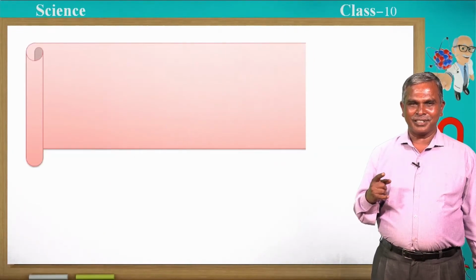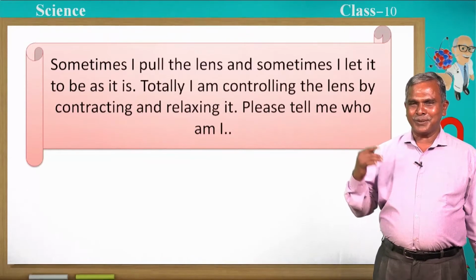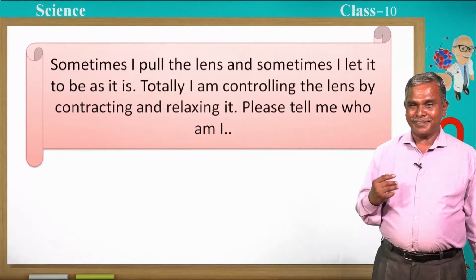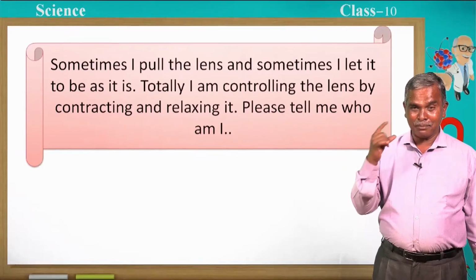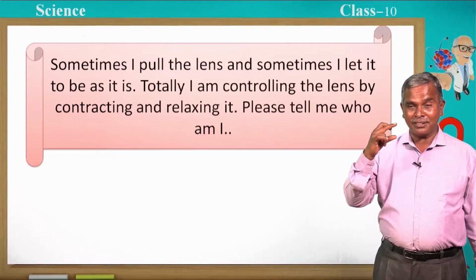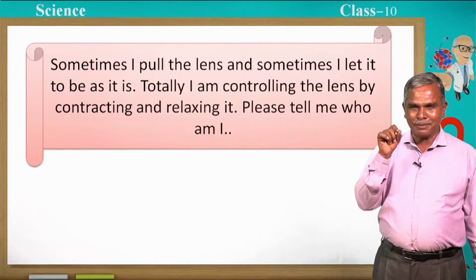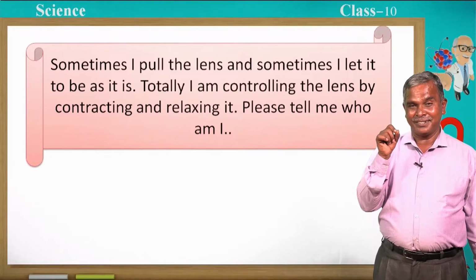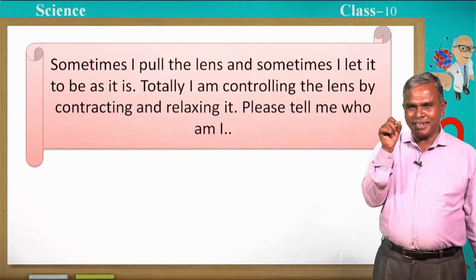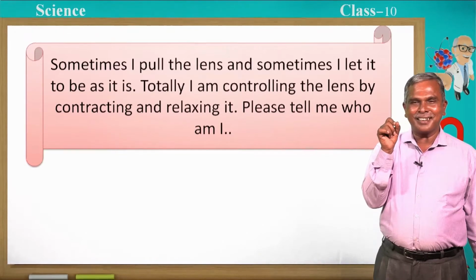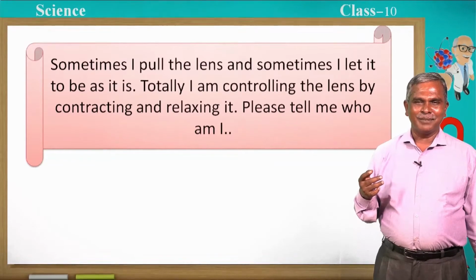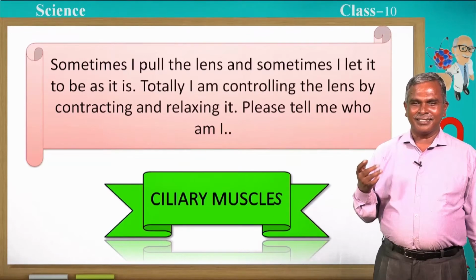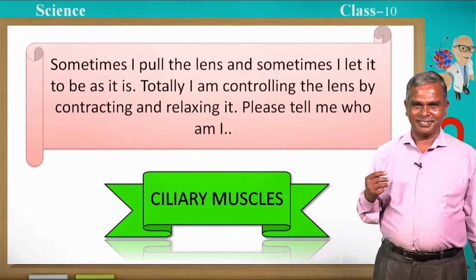Come to the next question, children. Who is controlling the eye lens to expand or contract, sometimes to increase the focal length or to decrease the focal length? Somebody is controlling it. Who is that? Shall I give a clue? Some muscles are controlling. Oh, I told the answer. Definitely the answer is ciliary muscles.